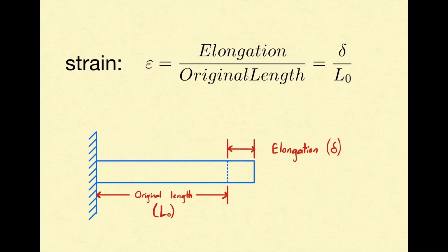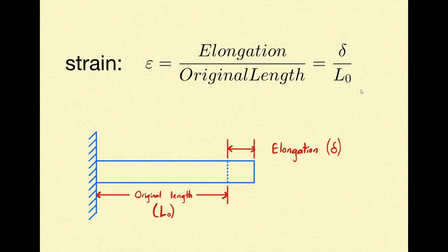Now, a little recap of what strain is. Strain is the elongation over the original length. So this is a unitless parameter, and that's because we're going to have a length scale on the numerator divided by a length scale on the denominator. So for example, if we're using meters for both of these, it would be meter over meter, so they cancel out.